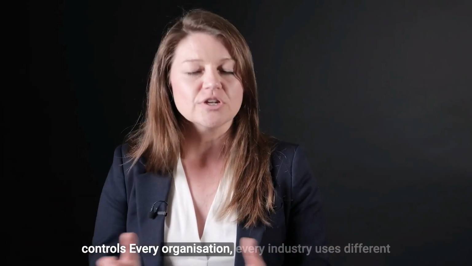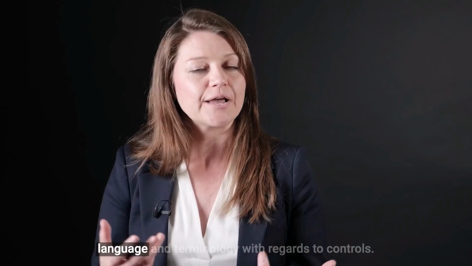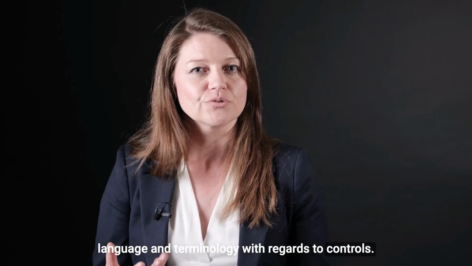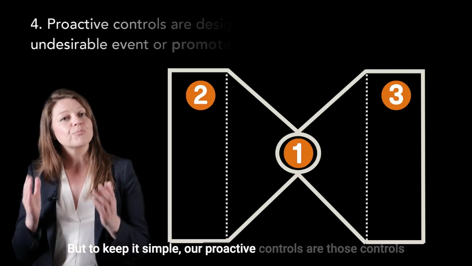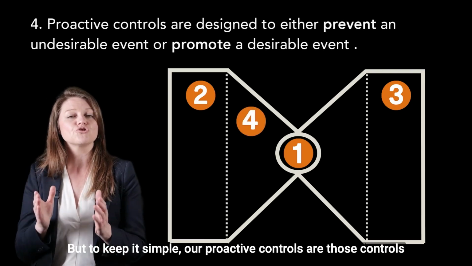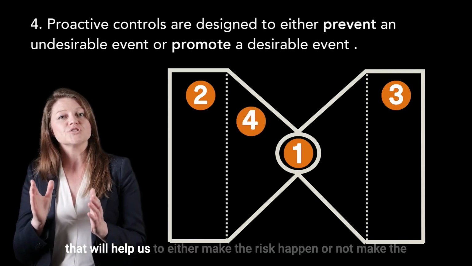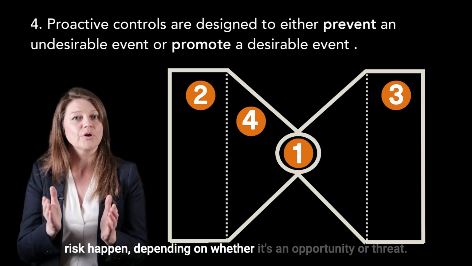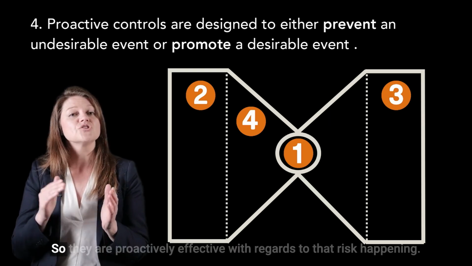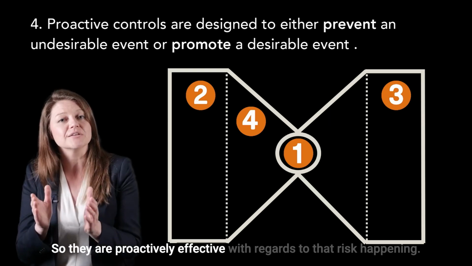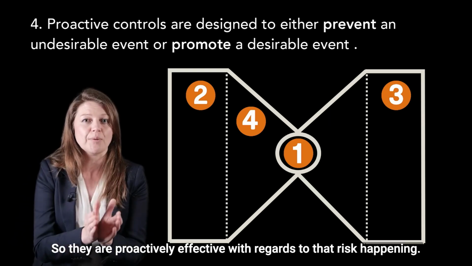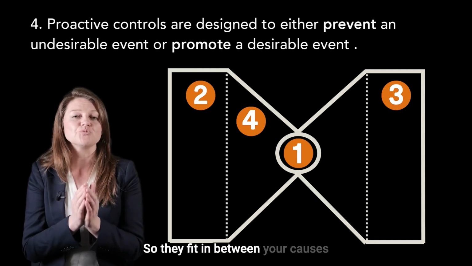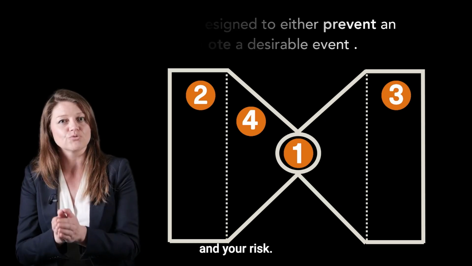Every organisation, every industry uses different language and terminology with regards to controls. But to keep it simple, our proactive controls are those controls that will help us to either make the risk happen or not make the risk happen, depending on whether it's an opportunity or threat. So they are proactively effective with regards to that risk happening. So they fit in between your causes and your risk.